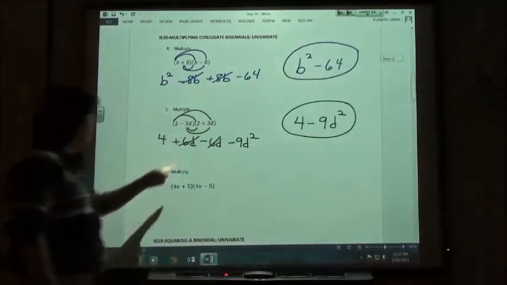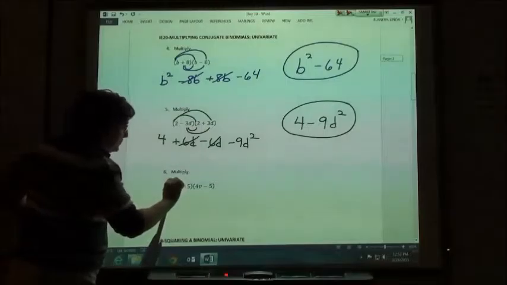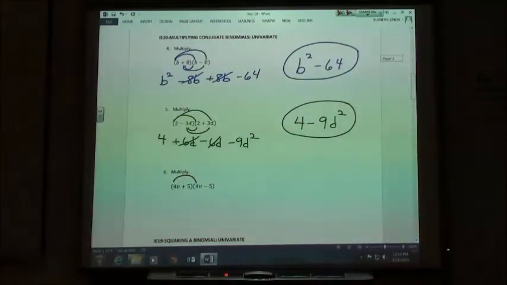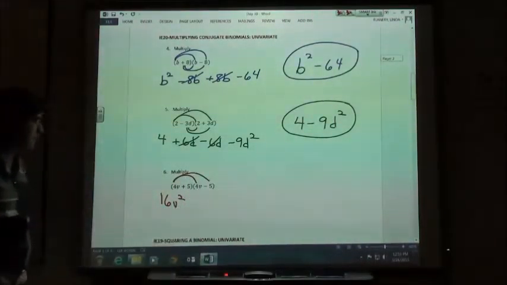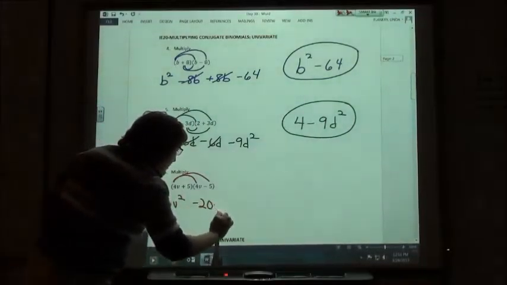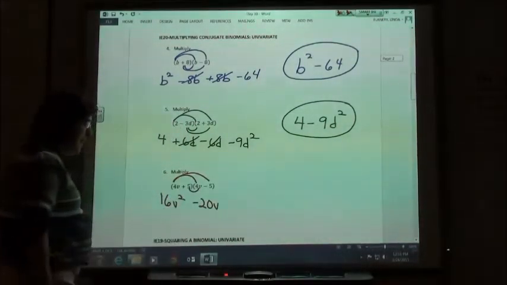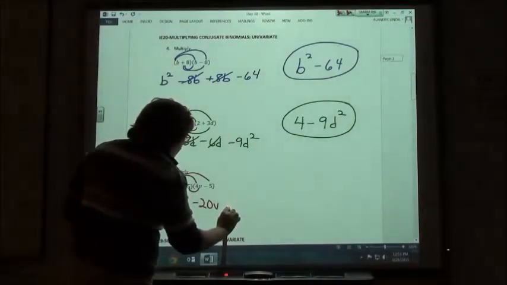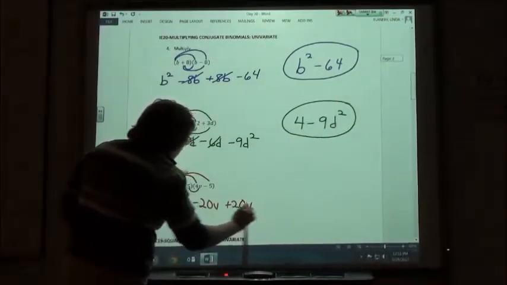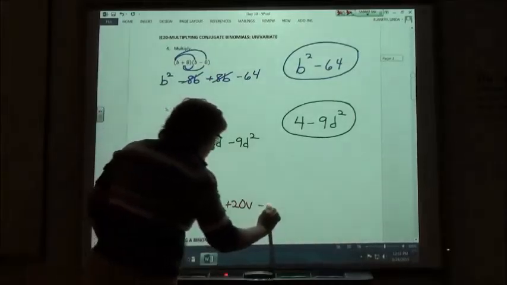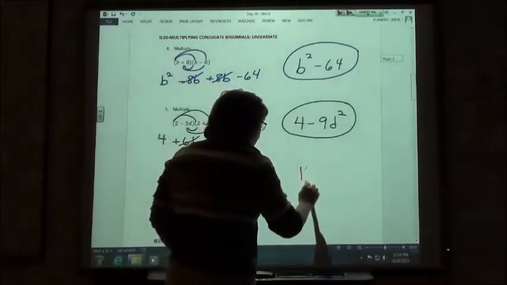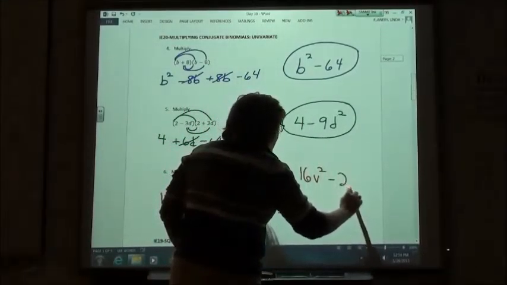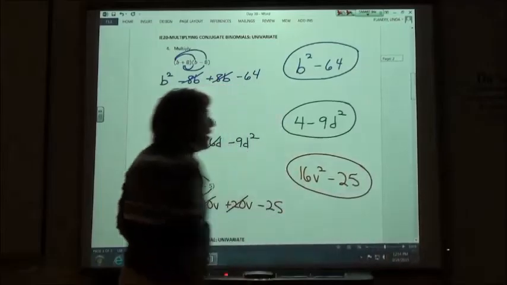So number 6, if we FOIL that one out. b squared, my outside, negative 20v, my inside, plus 20v, and my last. So when I cancel out my middle terms, my answer is 16v squared minus 25.